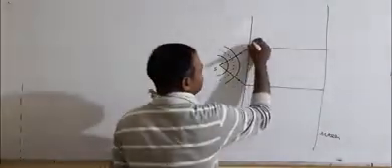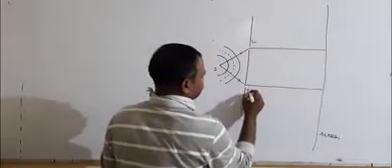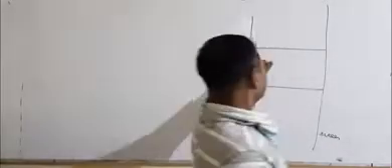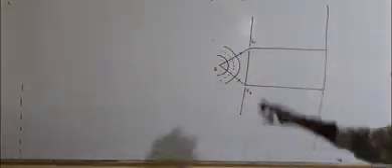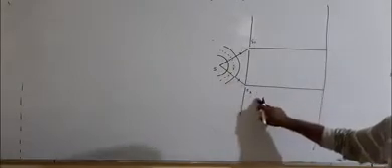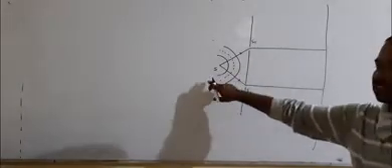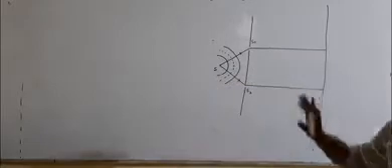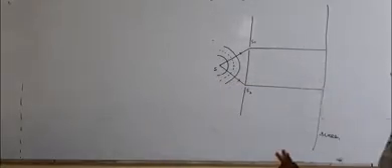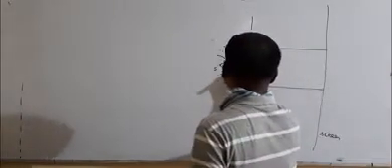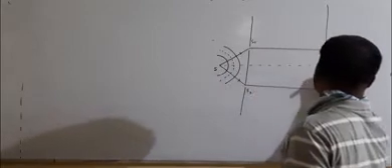Now suppose I will name these slits S1 and S2. From this side you can say that S1 and S2 are two sources. Since both are originating from a single source, they are coherent sources. So they produce interference.